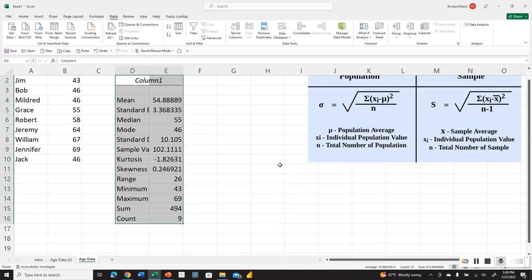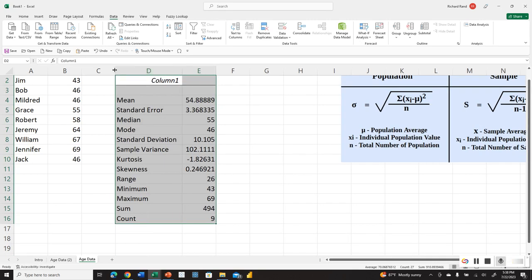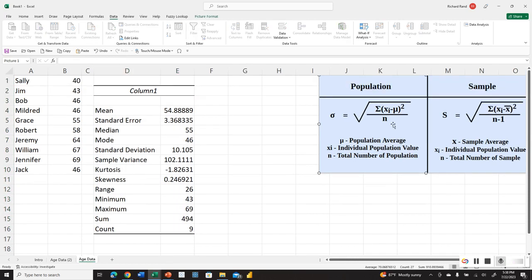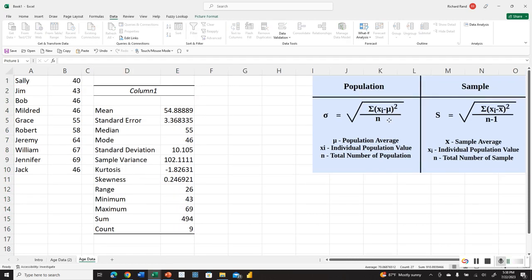I'll hit OK. So when I do that, I'm going to make that column D a little bit wider, and we'll make column C a little bit narrower so we can fit everything in. And you notice my population sample definitions are still over here on the right. I wanted those there still for reference. And you notice it computed a standard deviation of 10.105.